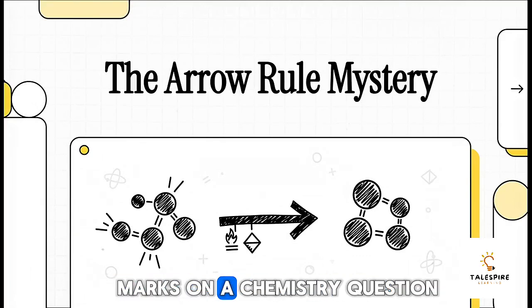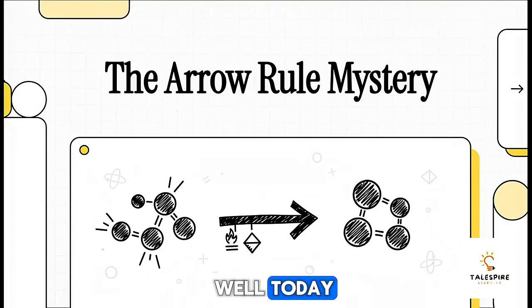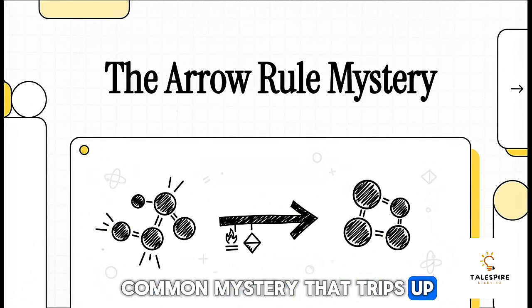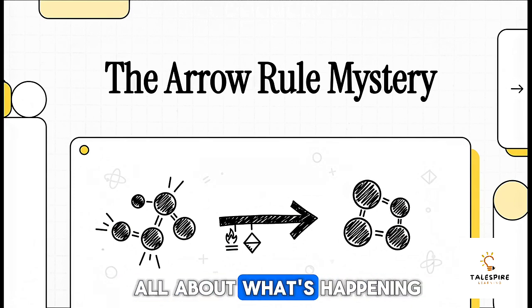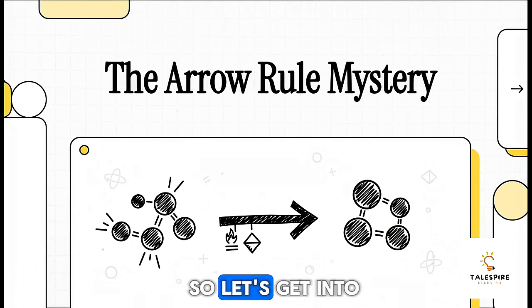Have you ever lost marks on a chemistry question and had absolutely no idea why? Well, today we're going to solve a common mystery that trips up thousands of students. It's all about what's happening around that little arrow in a chemical equation. So let's get into it.